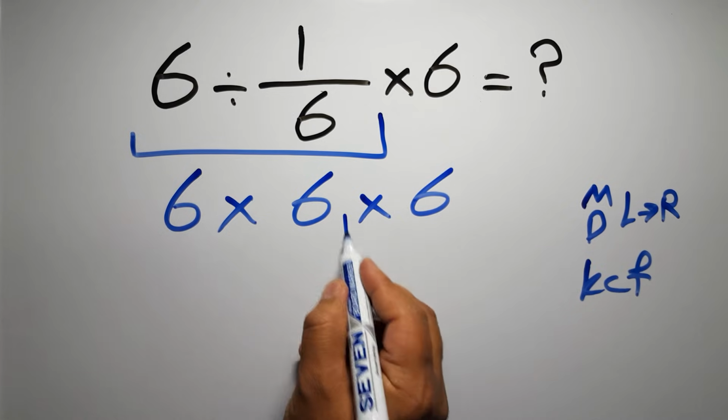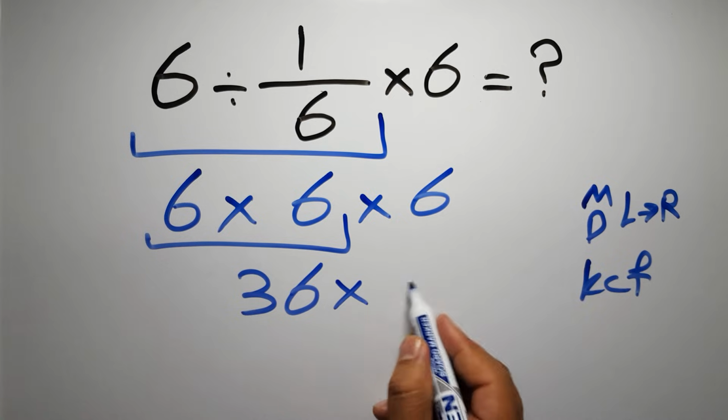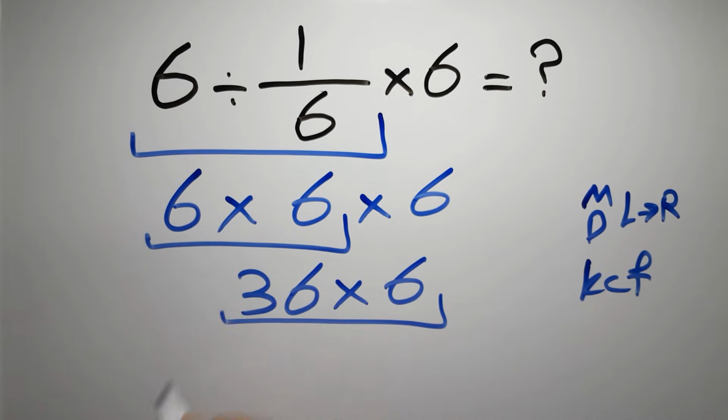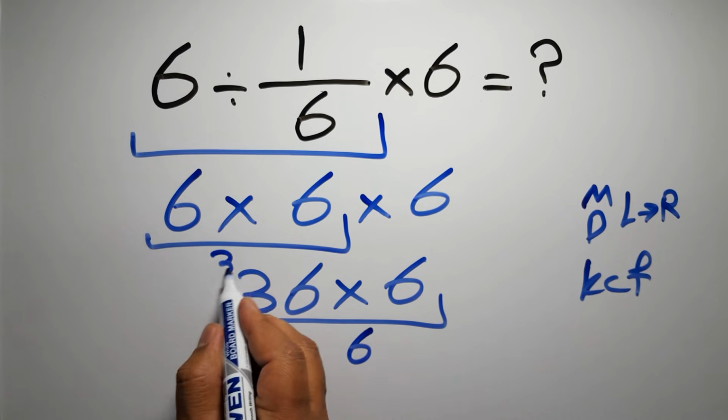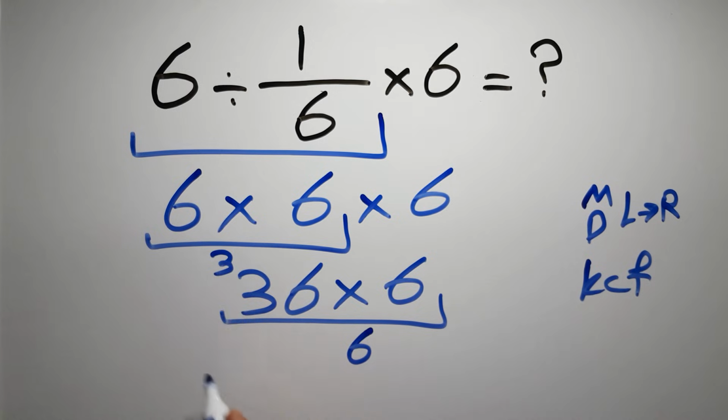6 times 6 gives us 36, and 36 times 6. Okay? 6 times 6 gives us 36. We write 6 here and carry 3 here. 6 times 3 gives us 18, and 18 plus 3 gives us 21.